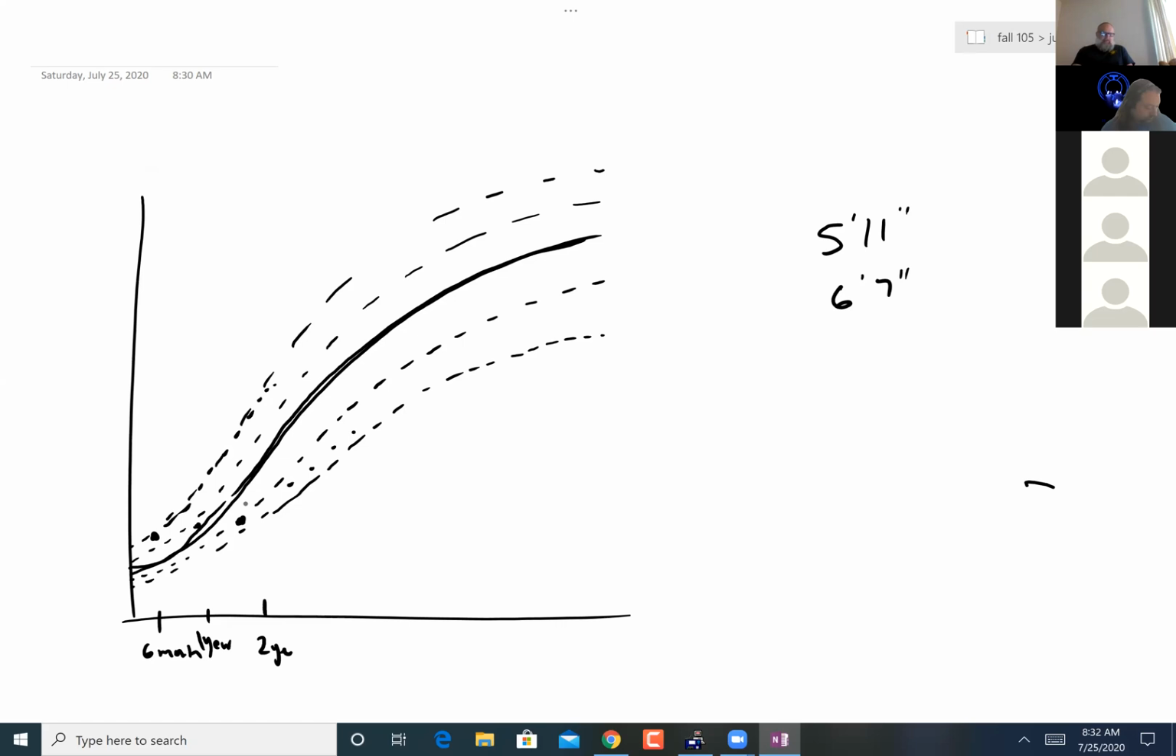Now, there'll be times when a person obviously will track low and then all of a sudden they just jump up in 1 year and grow like a weed, of course. But percentiles is what it's all about.